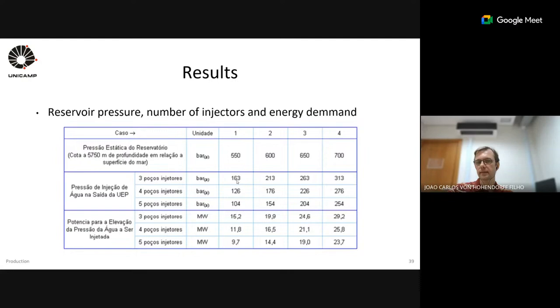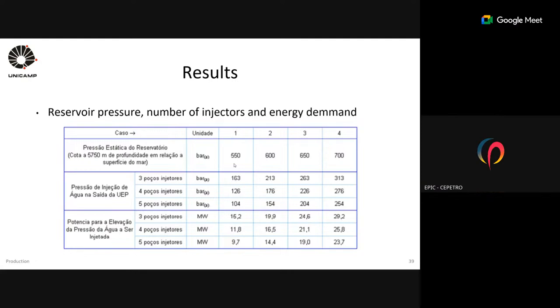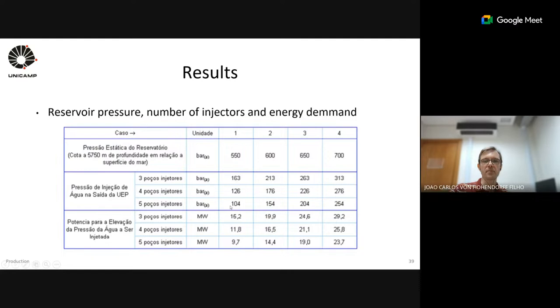It is an interesting detail, because when we are evaluating studies with water injection, generally we forget it. Generally, we assume that we have pump capacity to inject water in a field. We assume that we have a pump that is capable to inject, but generally don't evaluate the question of the number of injectors. It is one detail. If I increase the number, I need less pressure in the pump. And the other detail, if I need to increase the pressure in the reservoir, if I maintain pressure, especially for pre-salt fields, I need to increase the pump pressure.